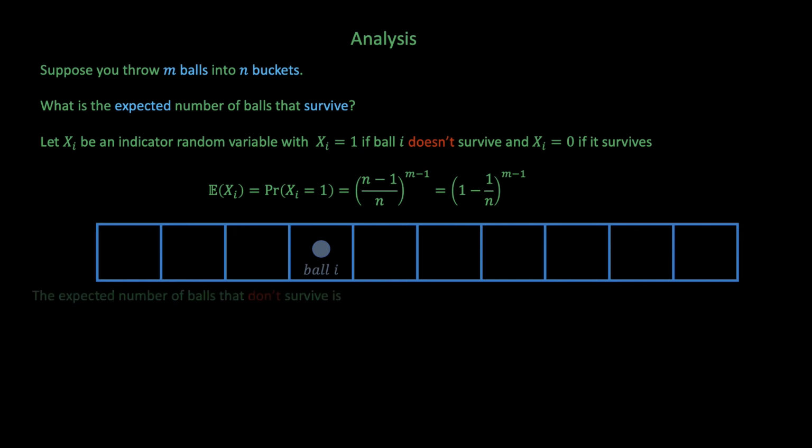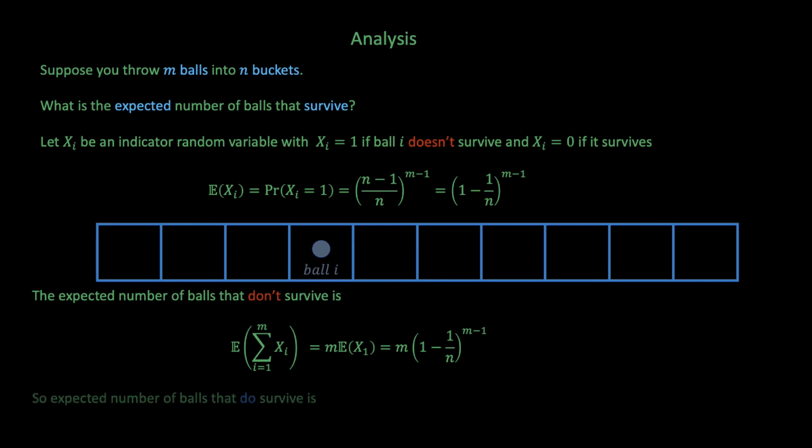So, using linearity of expectation, the expected number of balls that do not survive is m times (1 minus 1 over n) to the power of m minus 1. And so the expected number of balls that do survive is just m minus the expected number that don't survive, or m times (1 minus (1 minus 1 over n) to the power of m minus 1). That was a handful.